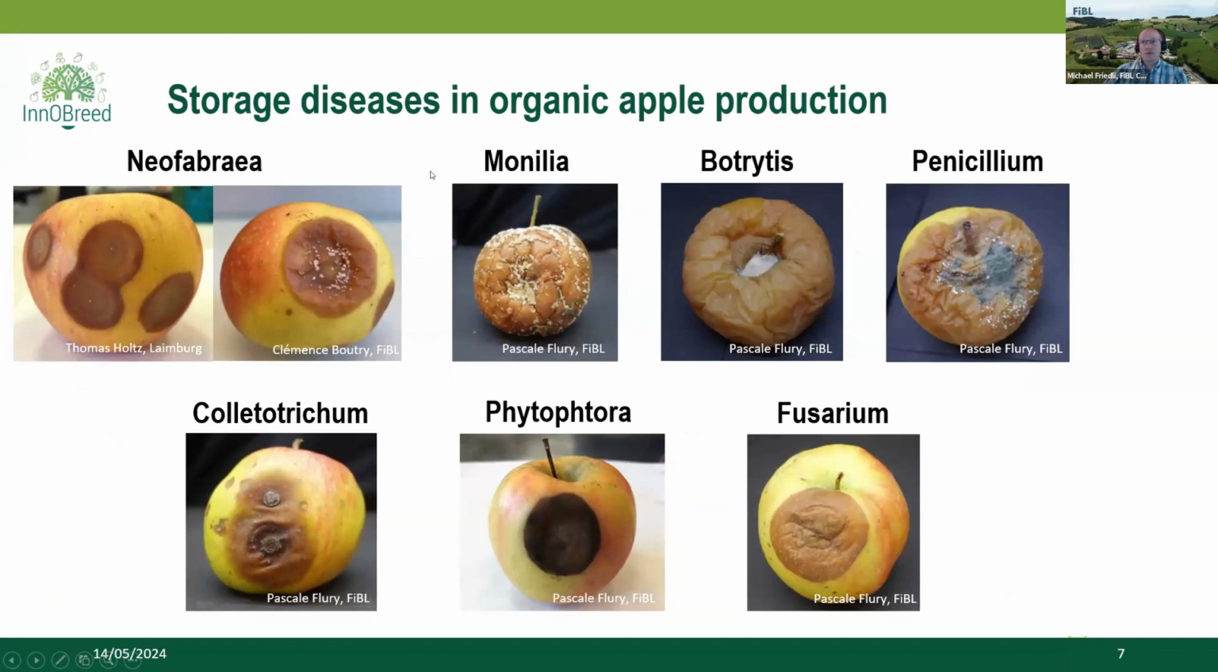And also this Neofabrea is becoming more and more a problem, and there's also a lot of research done for this disease. And also here in organic production, we know that some of the quite widely grown varieties, as for example Topaz, have quite some high susceptibility to this disease. But we also have some measures to handle this topic, like the hot water treatment that is recommended, for example, for the variety Topaz and also for other varieties.